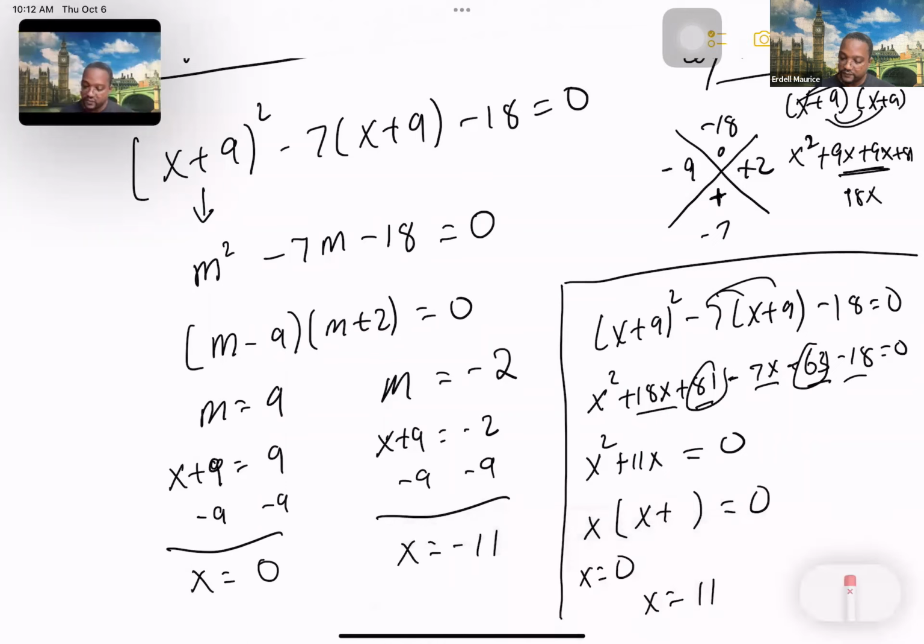And again, you get the same answers. This method is a little bit faster, especially sometimes when the numbers are huge. For example, if I had like a 15 in here or a 27 in here, sometimes these things become impossible to factor because they're so large. But if you just go ahead and use the M method, it simplifies much more easily. But the point is both ways work. And then depending on how much time you have on a test, either way will get you to the answer.